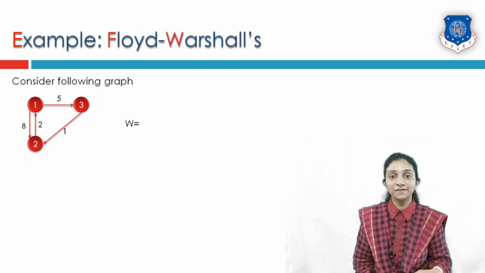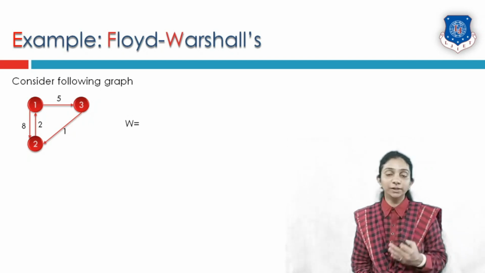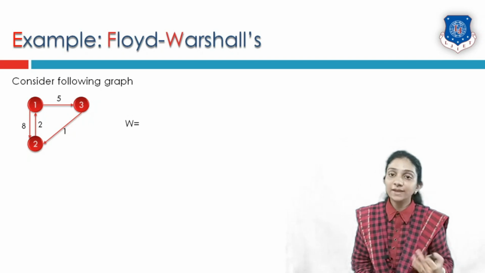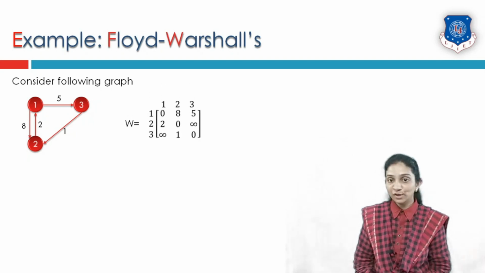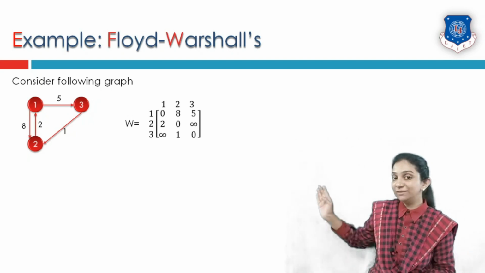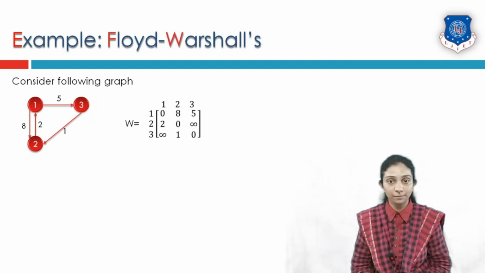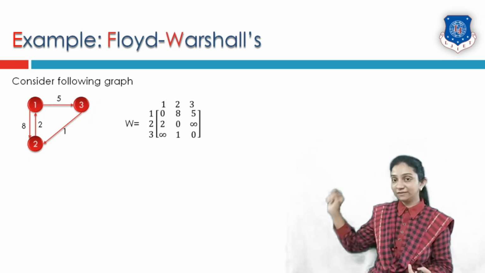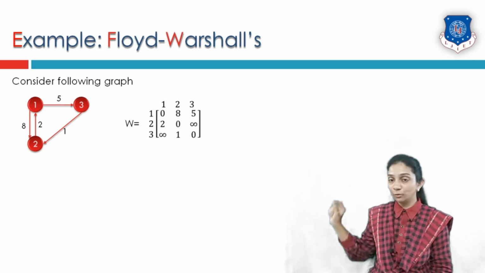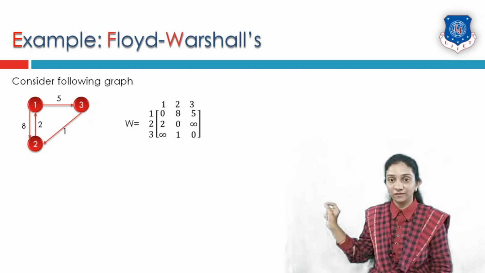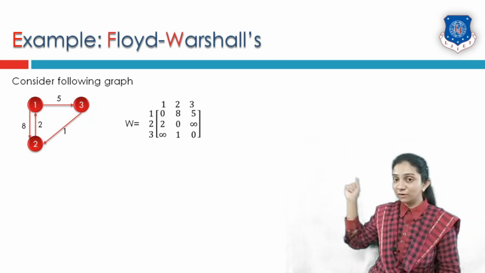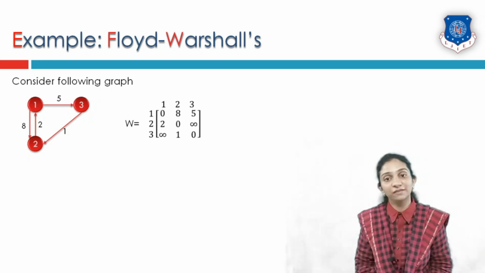Weight matrix is nothing but, from each vertex to another vertex, what is the edge weight, that we have to write down. Now we know that there are 3 vertices. So in the weight matrix there would be 3 rows and 3 columns. From vertex 1 to vertex 1, vertex 2 to vertex 2, and vertex 3 to vertex 3, there are no self cycles given. So all the weights will be 0.